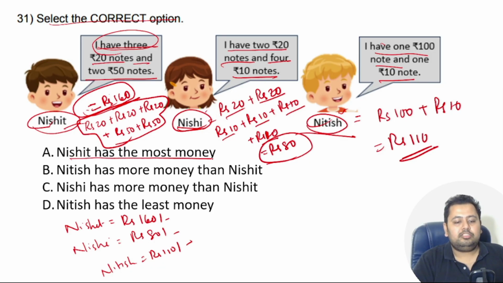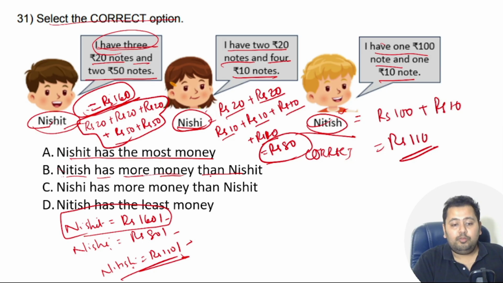Nishit has the most money. So out of all three, Nishit actually has the most money. So this is correct. And let's go to option B. Nitish has more money than Nishit. Nitish has rupees 110. Does he have more money than Nishit? No. So this is incorrect.